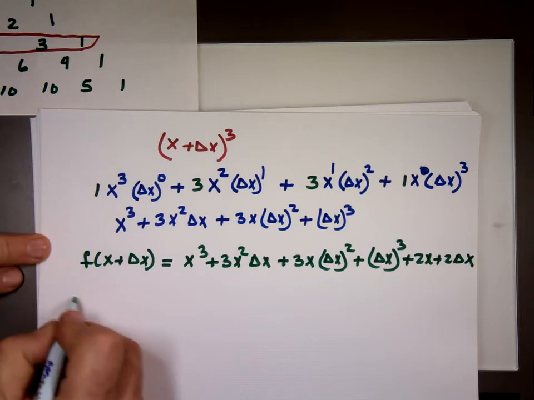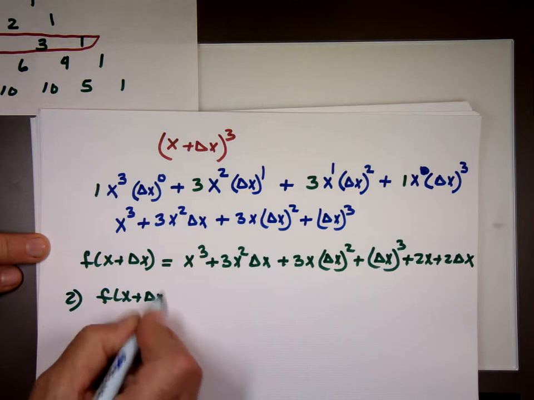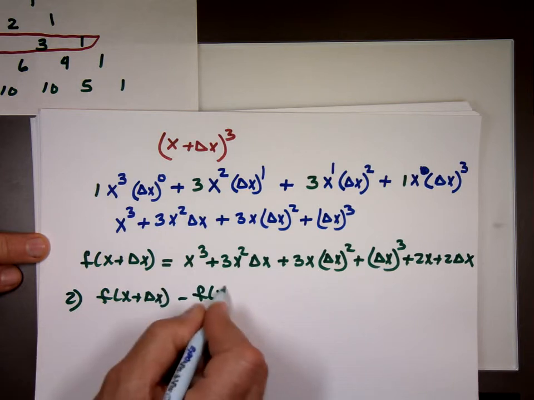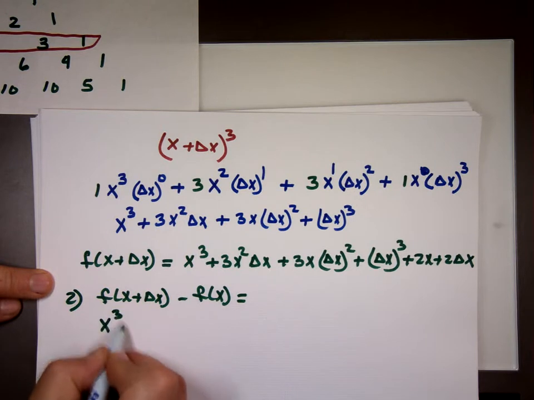Step number 2 is what? Find f of x plus delta x minus f of x. And maybe I'll go on the bottom here, trying to put it on the bottom, because I've got a lot of junk there.